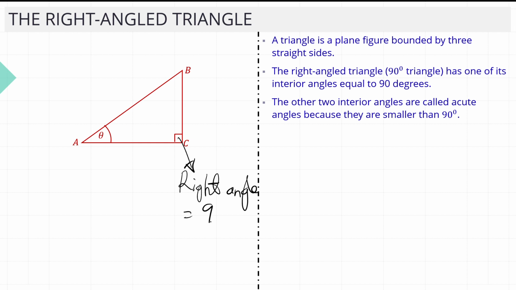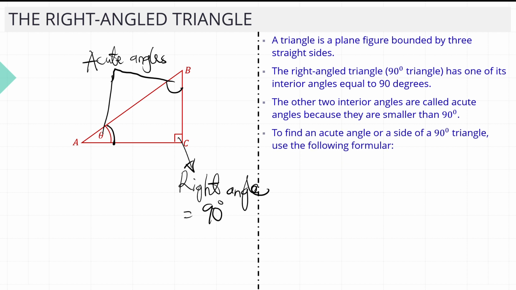It's equal to 90 degrees. The other angles at B and at A are known as acute angles. That's to say, these angles are less than 90 degrees. Now, to find an acute angle or a side of a 90 degree triangle, we use the following formula. Tangent of the acute angle equals the opposite side divided by the adjacent side.